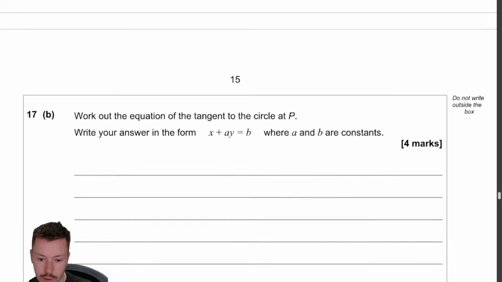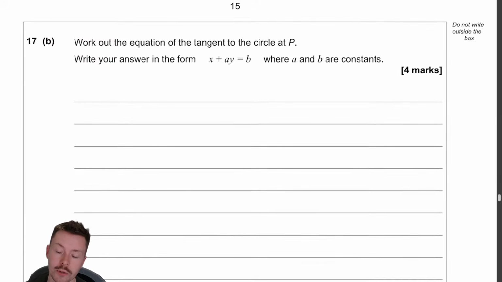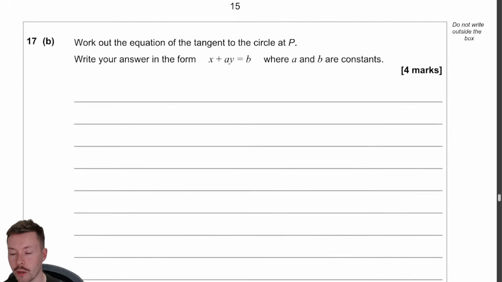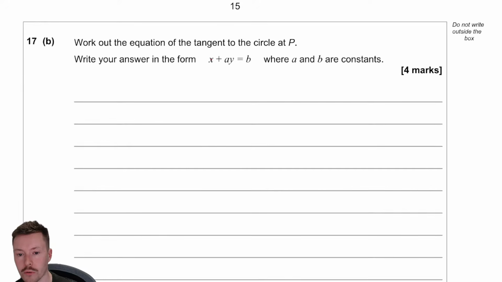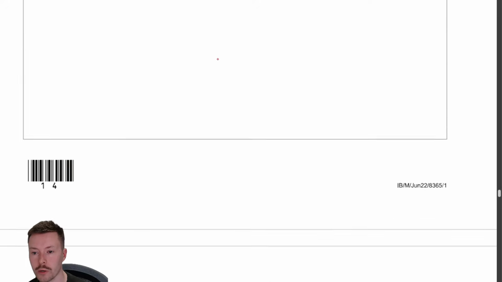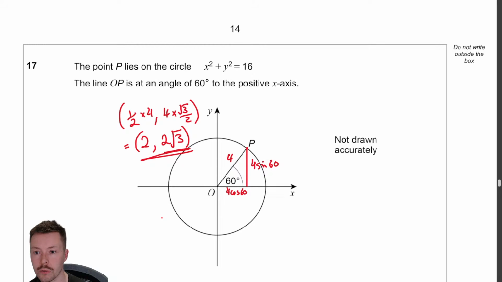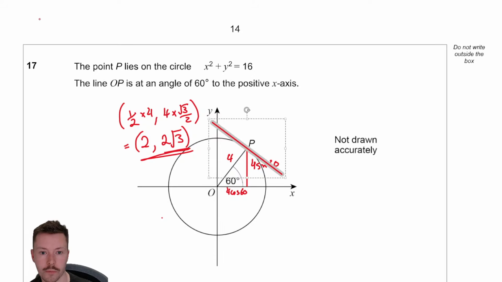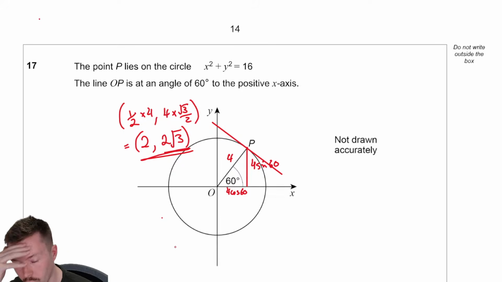Right, next bit, part B. Work out the equation of the tangent to the circle at P. Okay, right, x plus ay equals b. So we want the tangent. Yeah, I do need to go. I'm running out of time. So tangent here.